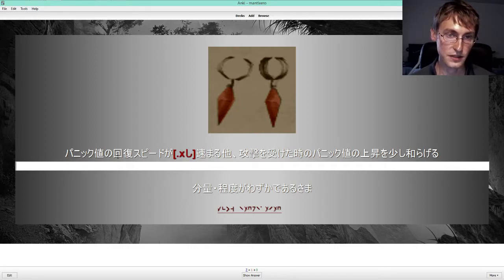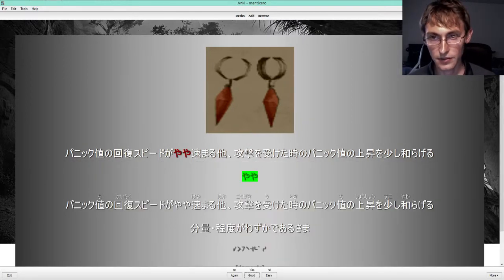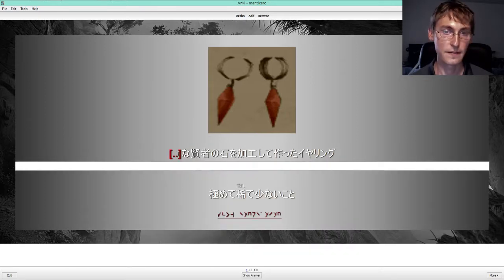So something that makes the recovery speed of your panic meter slightly faster, and that is yaya. Yaya maru hoka kogeki o ukita toki no panic chi no jousho o sukoshi yawarageru. So when you receive an attack, the panic meter is slightly lessened in its increase. So that one was pretty easy. I'll go on to the next one.